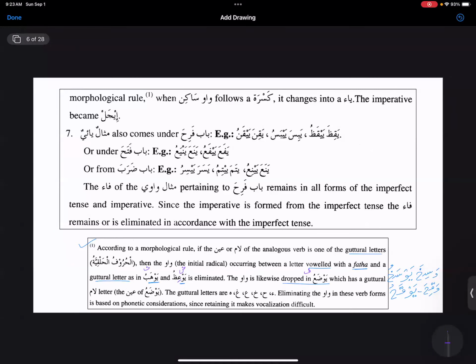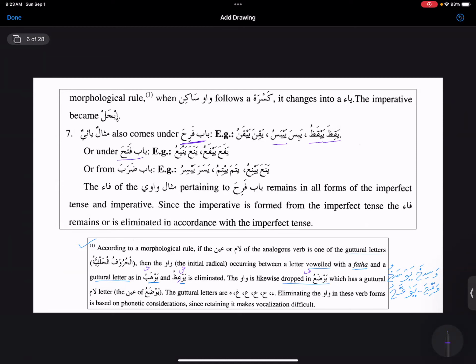Misal yayi also comes under bab fariha and bab samia, right? So yaqiza, yayqadhu, yaisa, yayasu, yaqina, yayqanu. So we see that ya is not dropped in any case. So misal ya is going to behave like a regular verb.